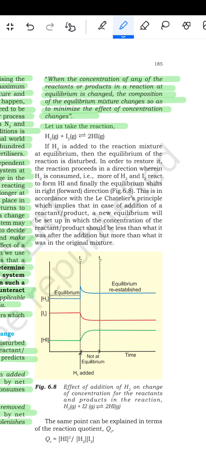Let us take the reaction H2 plus I2 ⇌ 2HI. If H2 is added to the reaction mixture at equilibrium, then the equilibrium of the reaction is disturbed. In order to restore it, the reaction proceeds in the direction wherein H2 is consumed. That means more H2 and I2 react to form HI, and finally the equilibrium shifts in the right, forward direction. This is in accordance with Le Chatelier's principle, which implies that in the case of addition of reactants or products, a new equilibrium will be set up in which the concentration of the reactant or product should be less than what it was after the addition but more than what it was in the original mixture.